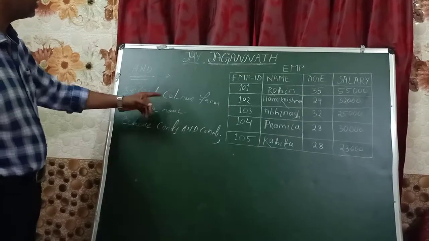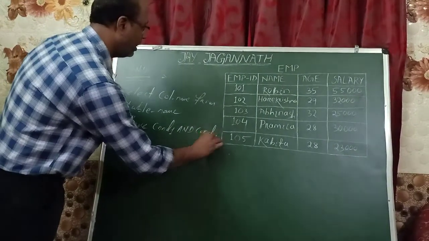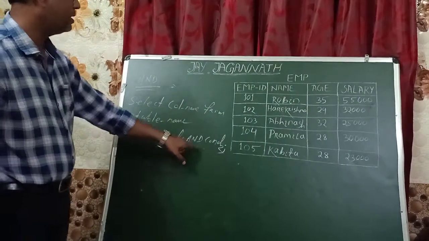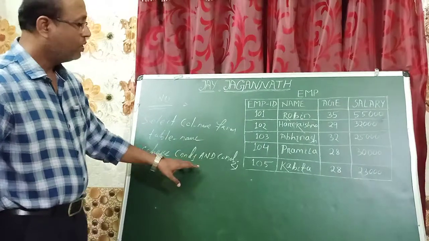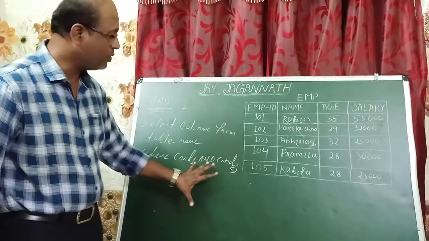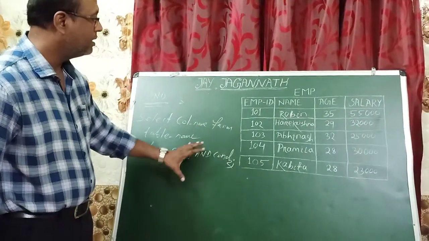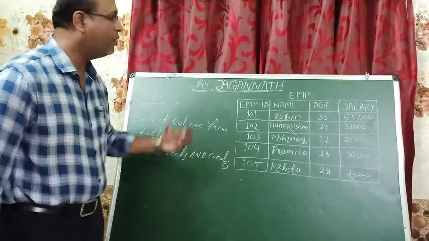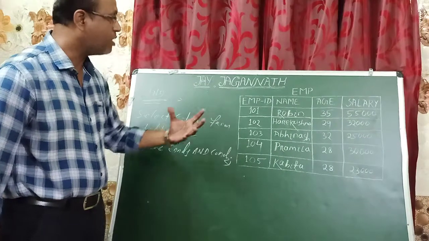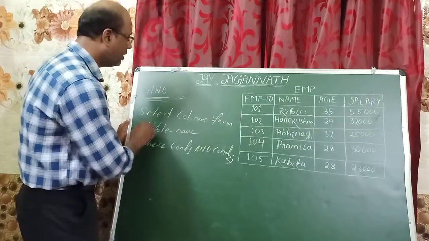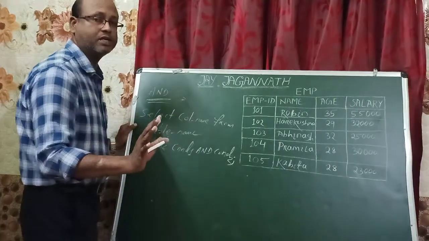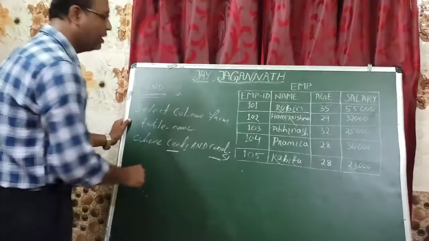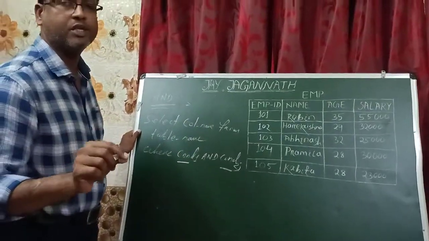As per that syntax, you can use the AND operator. Select column name from table name where condition 1 and condition 2. If the two conditions are true, then the query will be fetched from the table, or you can say the query can give some results. If condition 1 and condition 2 are true, then this query can give you some results.